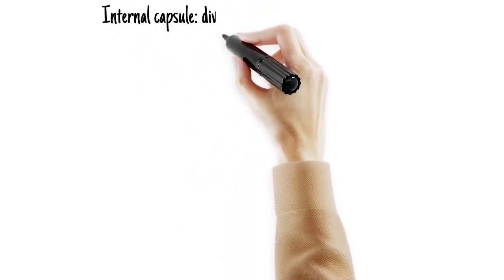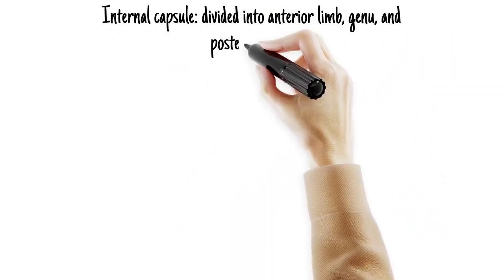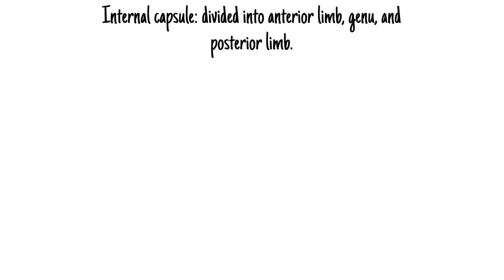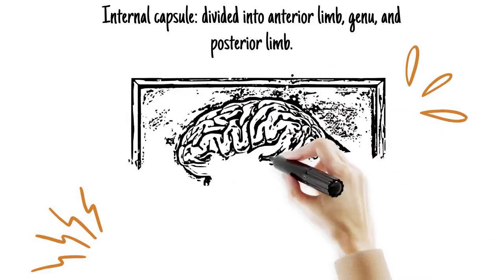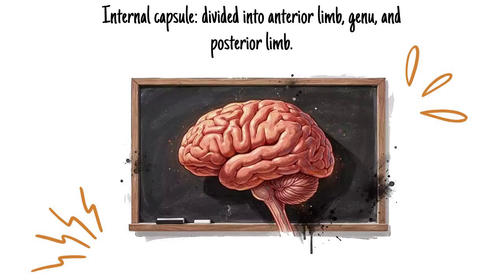So in summary, the internal capsule is a compact white matter pathway divided into an anterior limb, genu, and posterior limb. The genu primarily carries corticobulbar fibers, whereas the posterior limb primarily carries corticospinal fibers and is clinically important because small lesions there can cause dense contralateral weakness.